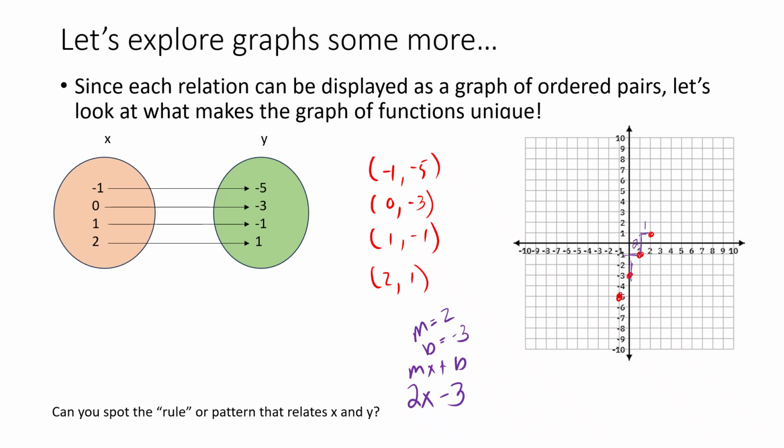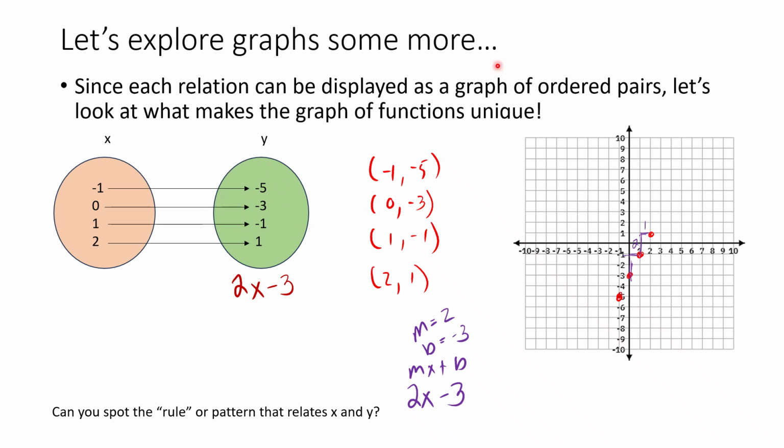So if I think it is 2x minus 3, 2 times -1 is -2. -2 minus 3 is -5. 0 times 2 is 0. Minus 3 is -3. 2 times 1 is 2. And 2 minus 3 is -1. And 2 times 2 is 4. 4 minus 3 is 1. And so that is the pattern. And so you might see this sometimes, that y is equal to 2x minus 3. That would be the graph there, okay?